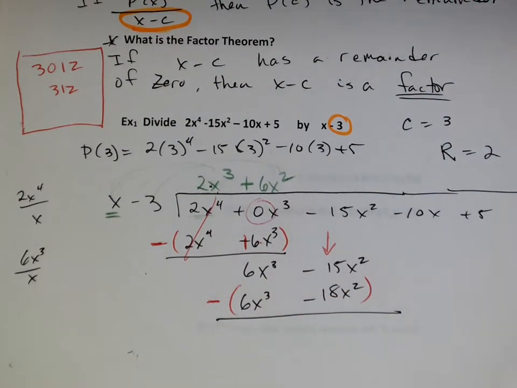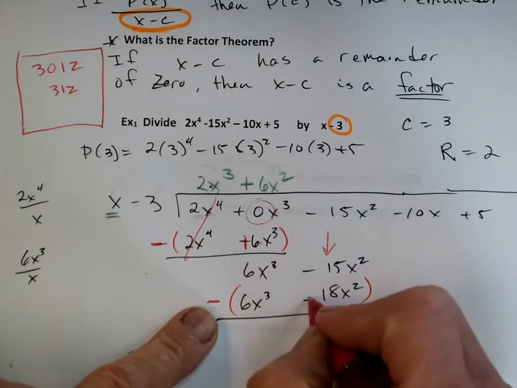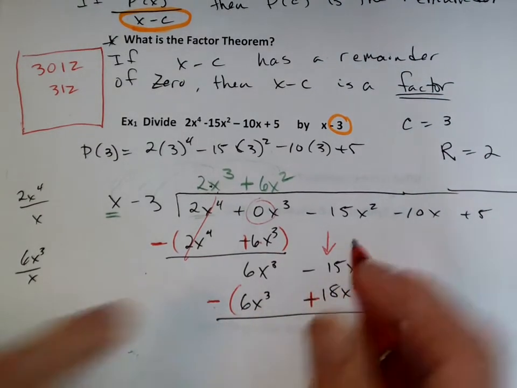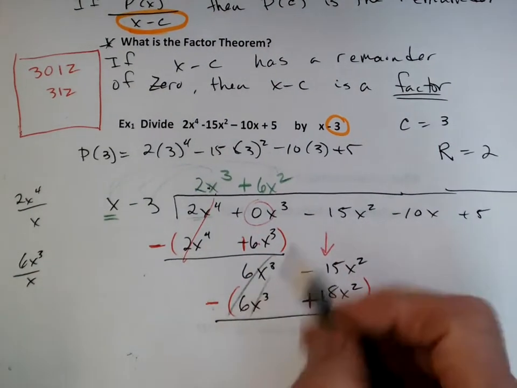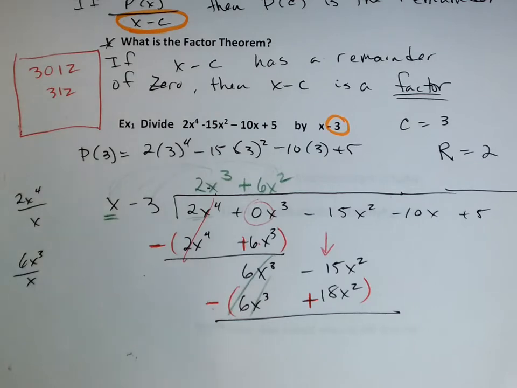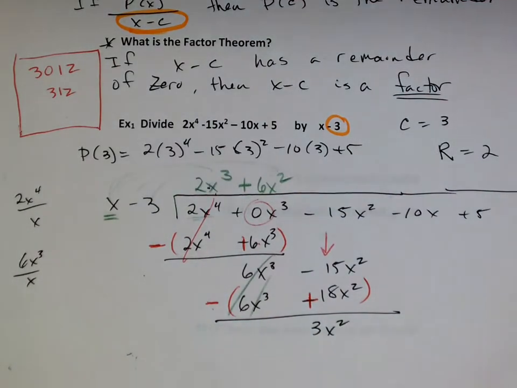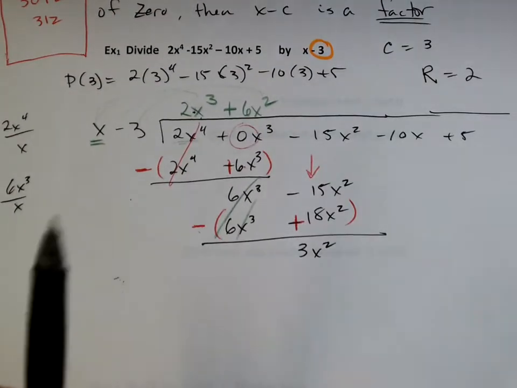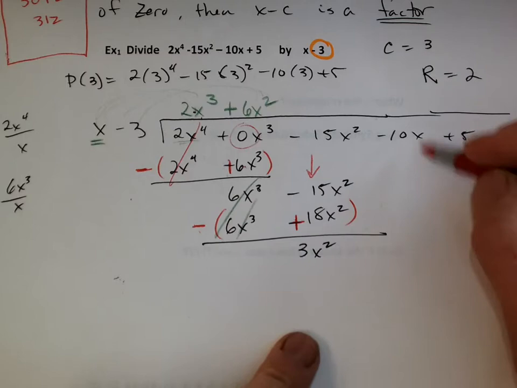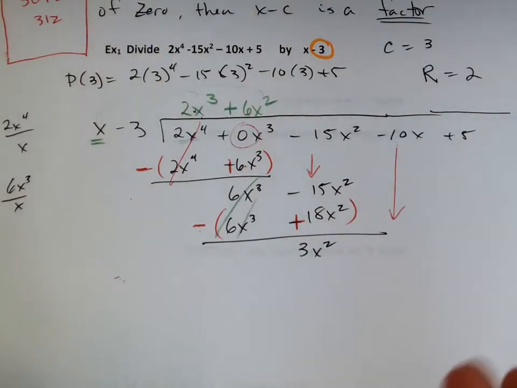But I get messed up when I do double negatives, so I just bring the negative through. That one goes into there, makes it a plus, right? And then I basically subtract. So these two cancel, and then I'm left with a 3x squared. Okay, how am I doing? And then we're bringing down the next term, negative 10x.